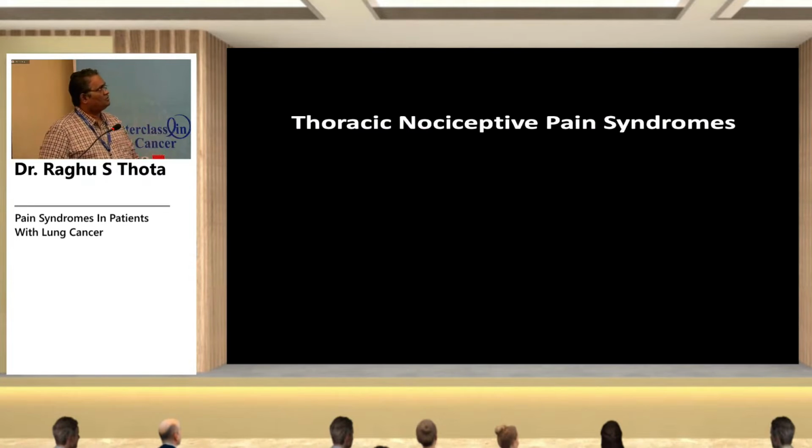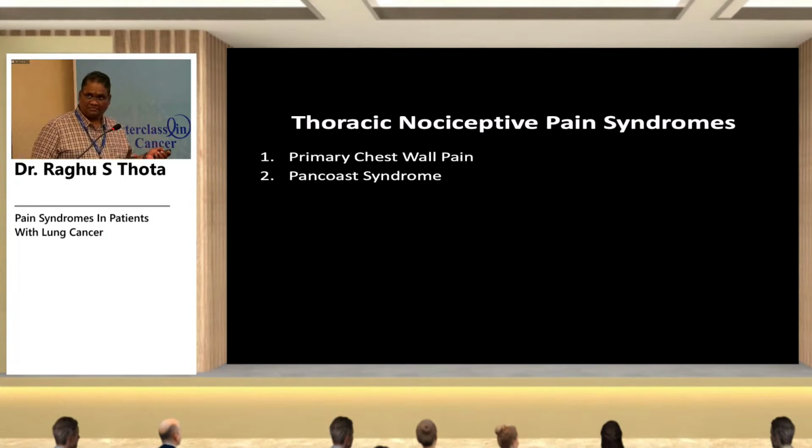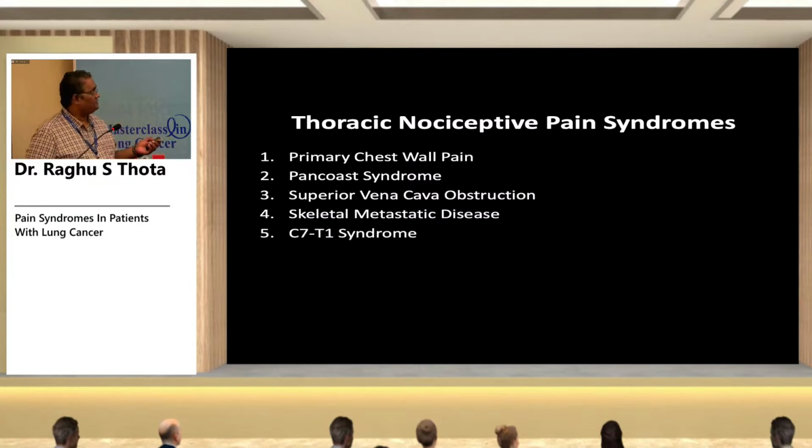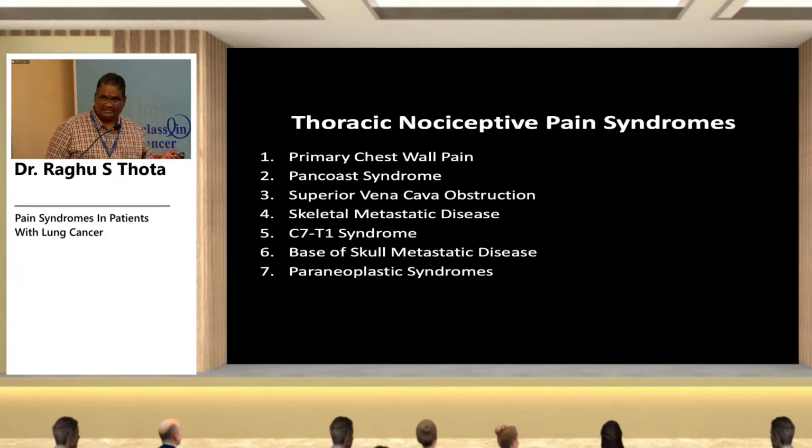Then we have thoracic nociceptive pain syndromes. So what are the different thoracic nociceptive pain syndromes? There are 7 types. Primary chest wall pain. Then we have Pancoast syndrome. We have superior vena cava obstruction syndrome. Then we have skeletal metastatic disease. Then we have C7 to T1 syndrome. We have base of skull metastatic disease. And then we have paraneoplastic syndromes. So these are the 7 types of syndromes which are classified under thoracic nociceptive pain syndromes.